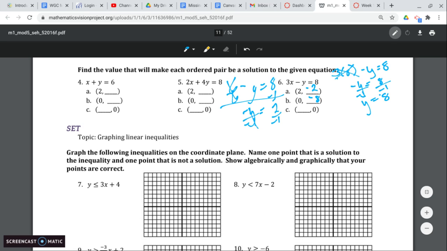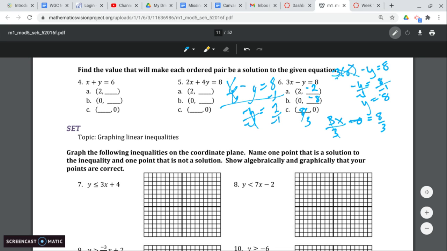And the last one, we plug in a 0 for y. So we have 3x minus 0 equals 8. So this 0 is just gone. Doesn't matter. To get x by itself, we need to divide by 3. So 8/3 is our answer. x equals 8/3. You can leave them as a fraction. You don't have to find the decimal. You can, though, if you so choose.